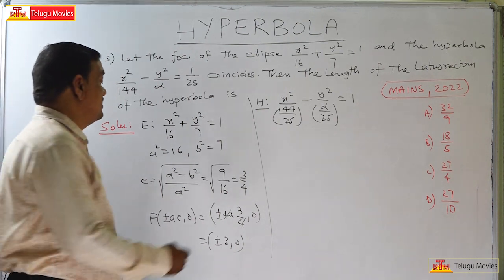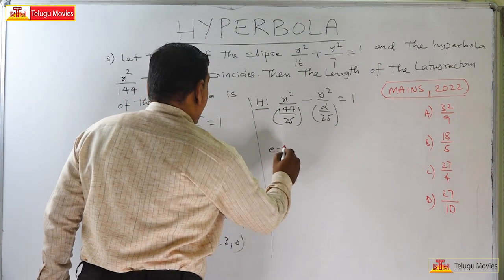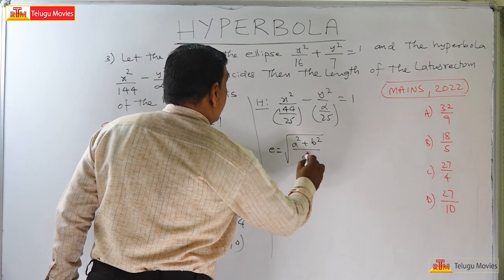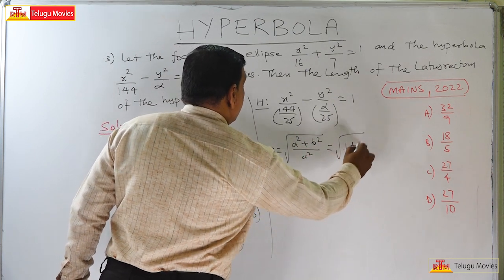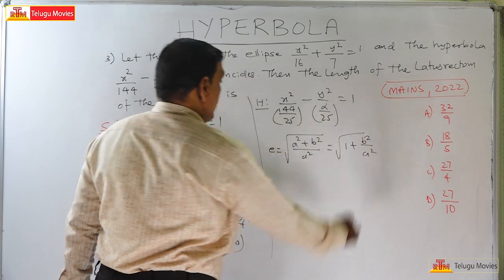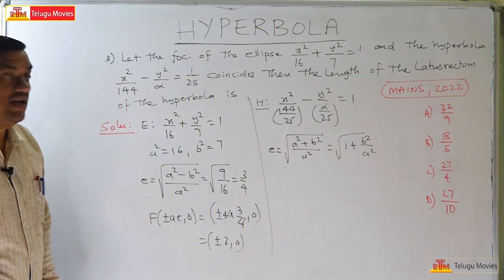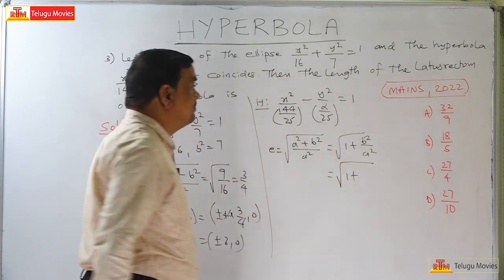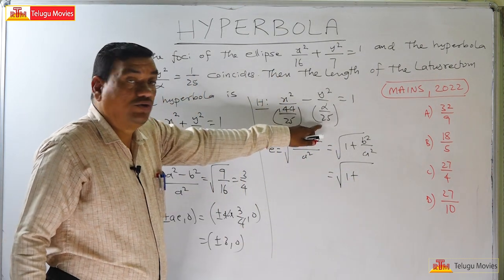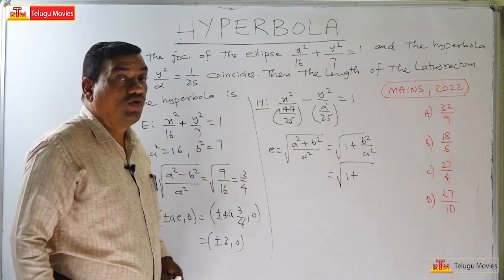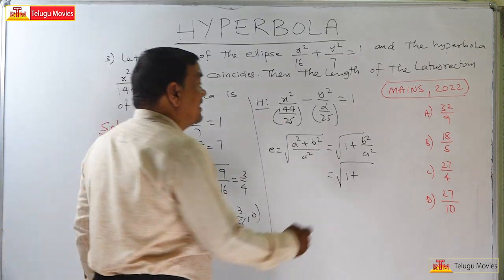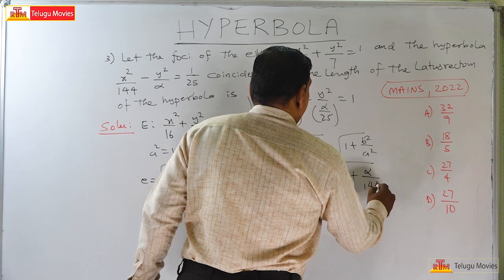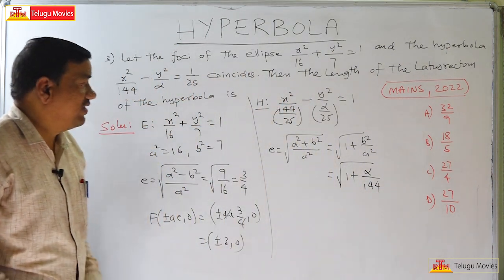Now what is the eccentricity of the hyperbola? It is root of a square plus b square by a square, that is, the square root of 1 plus b square by a square. Understand? So this is equal to under square root of 1 plus b square, which is alpha by 25, by 144 by 25. The 25 will get cancelled, and you will get alpha by 144.